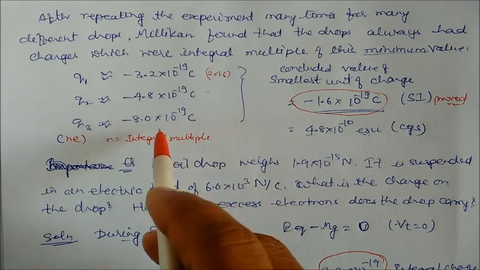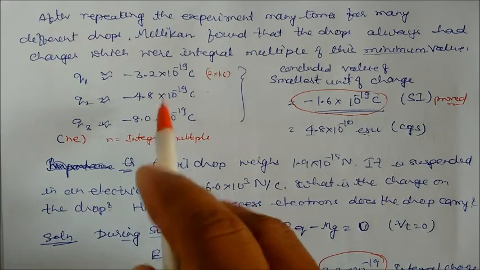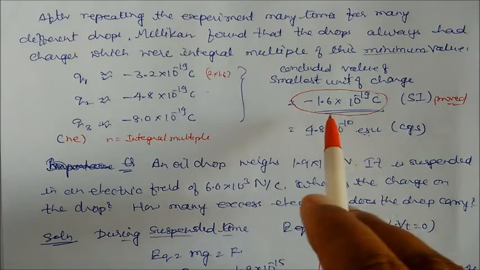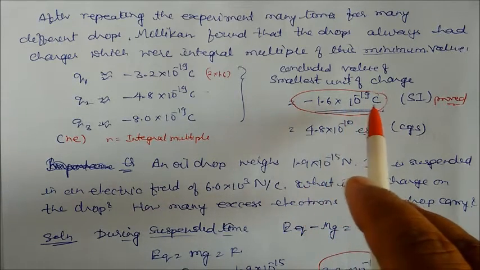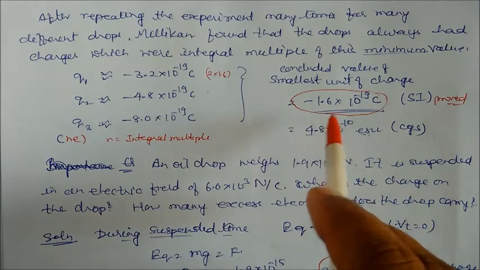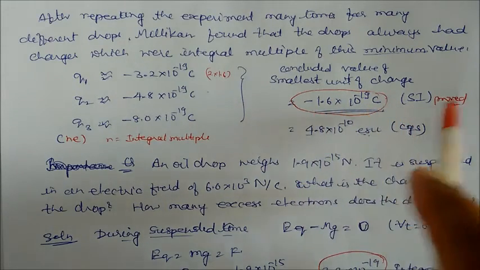This means some number of charges are present in each droplet. So the minimum value he could guess was 1.6 into 10 power minus 19 coulomb. This was the smallest unit charge. In this way, the charge on the electron was found.